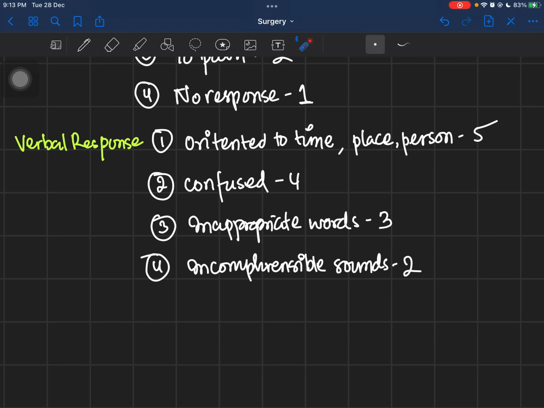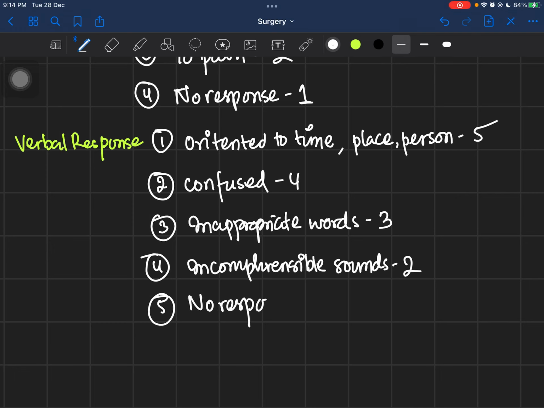You ask them, do you know what time it is? The patient will respond with ayadukyo. Okay, so that is known as inappropriate words, and you give a score of 3. If the patient does not even say ayadukyo, the patient is moaning, producing some incomprehensible sounds, you do not understand what the patient is actually trying to say, you only hear some incomprehensible sounds, you give a score of 2.